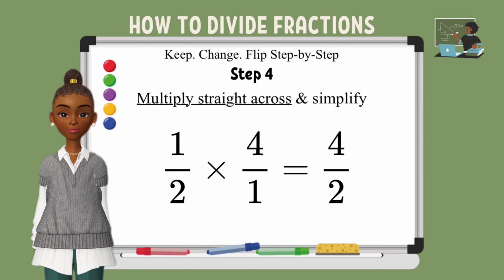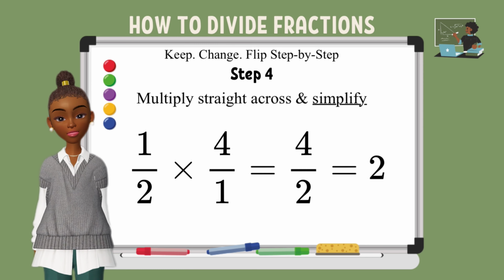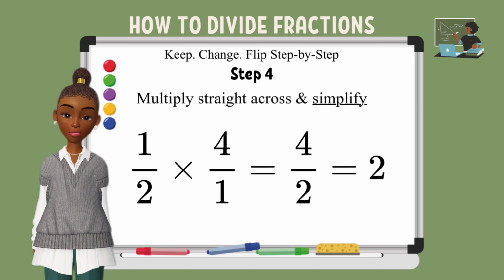And our 4th and final step is multiply straight across. That's it. Simple and consistent. You can simplify at the end if needed, but remember, equivalent fractions still hold the same value.